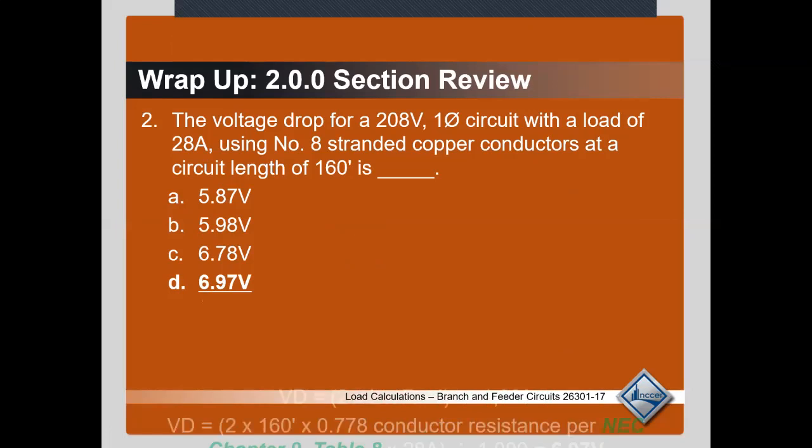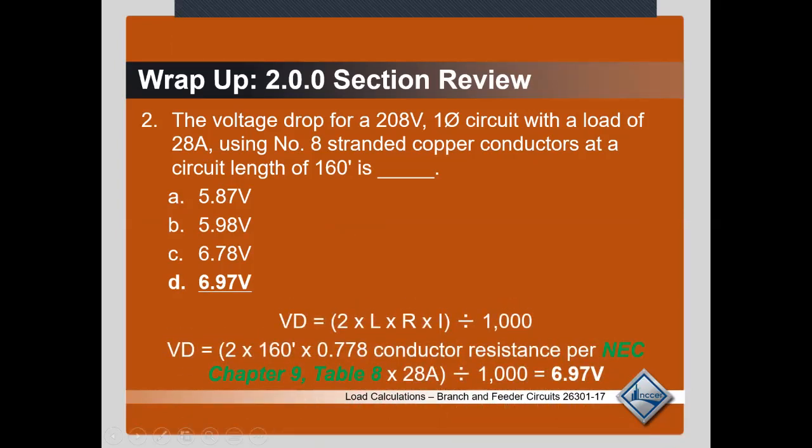And we find that by using this formula right here. Voltage drop equals 2 times the length times the resistance times the current, and we divide that by 1,000. So in this situation, we have our voltage drop equals 2 times, what was our length? 160 feet, right? And our resistance, now, remember we talked about earlier, chapter 9, table 8. So let's go ahead and look at your book, chapter 9, table 8.